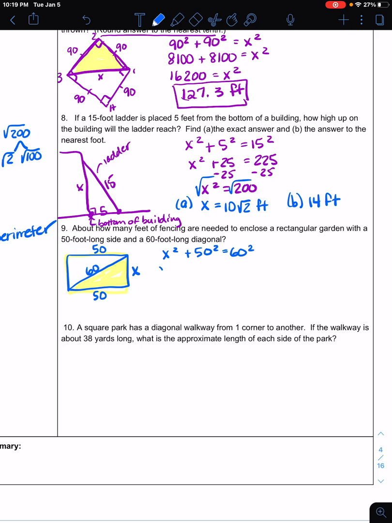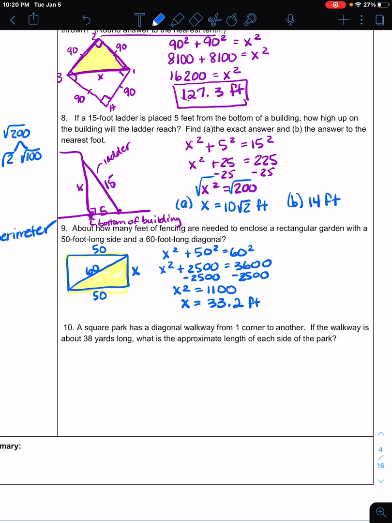So I am going to go ahead and give a real world answer at the end of this instead of a simplified radical. 50 squared is 2,500. 60 squared is 3,600. I need to get them on the same side of the equal sign, so I'm going to subtract. I get x squared is equal to 1,100. Like I said, I'm just going to type it into my calculator. The square root of 1,100 is equal to 33.2 feet.